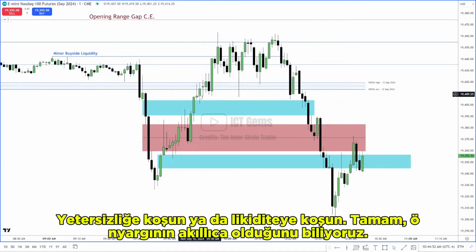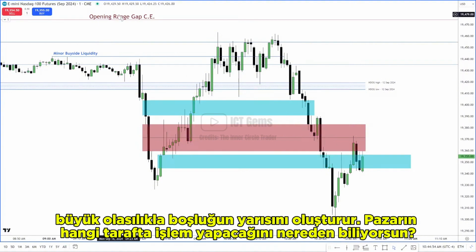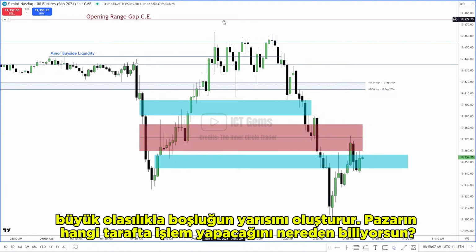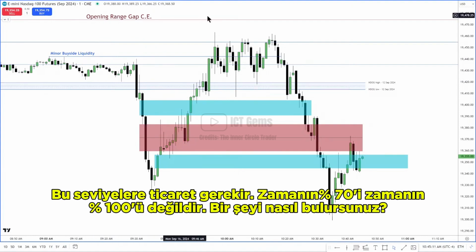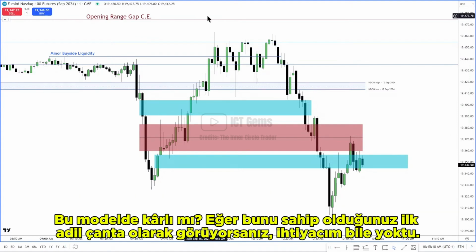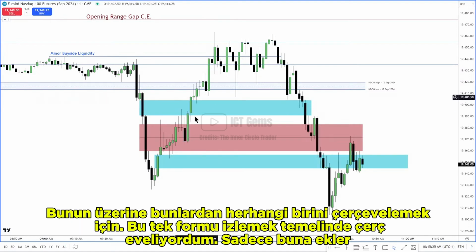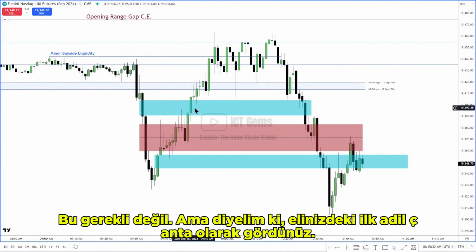Okay, well, we know that bias-wise, it's likely to draw up to half of the gap. How do you know which side of the market to trade on? It doesn't need to trade to these levels. 70% of the time is not 100% of the time. So how do you find something that's profitable in that model? If you see this as the first fair value gap, and I didn't even need to frame any of this on that. I was framing on the basis of watching this one form. So it just adds to it that is not necessary.